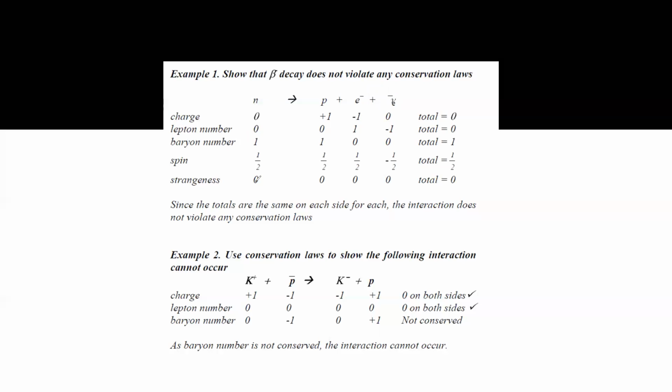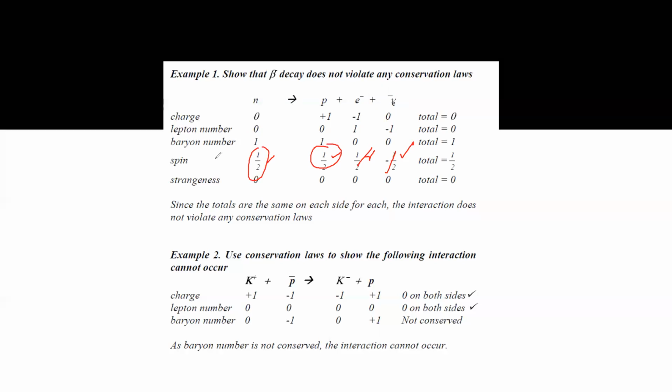Spin, half spin. In the beginning, I explained the spin of each particle. Neutron having a half spin, proton having a half spin, electron having a half spin, but anti-electron neutrino having opposite half spin. So these two will cancel out. So you can see the spin is also conserved.